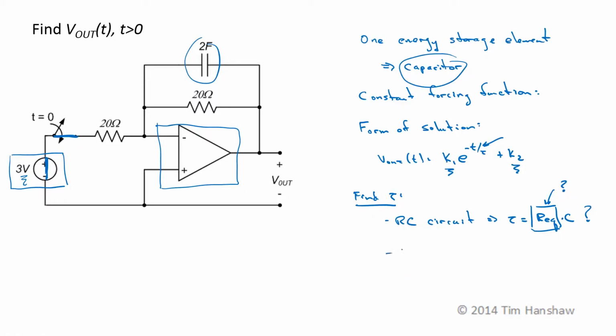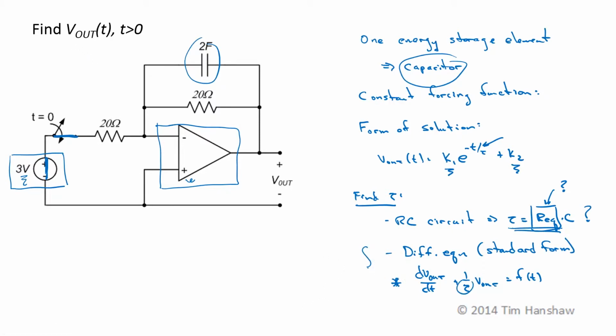The other approach is to use the differential equation governing the circuit. In standard form, a first order differential equation would be dV out by dt plus 1 over tau V out is some forcing function f of t. This approach will always work. So when we're solving this problem, let's use this approach first. After we do that, let's talk about how to find an equivalent resistance and use this approach for a circuit that contains an op-amp or some other kind of dependent source.